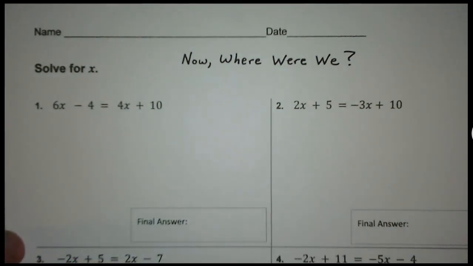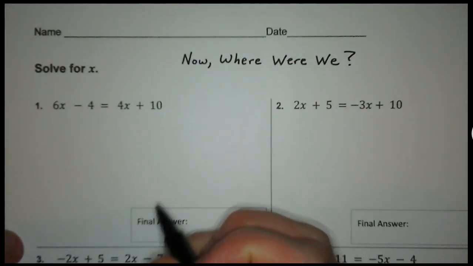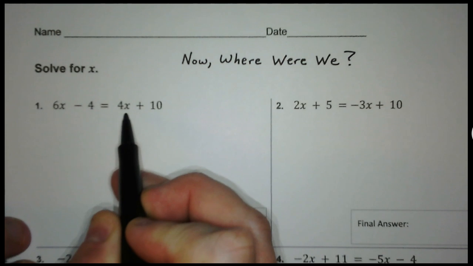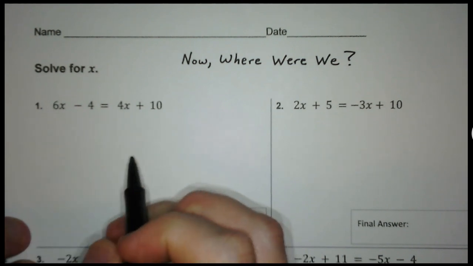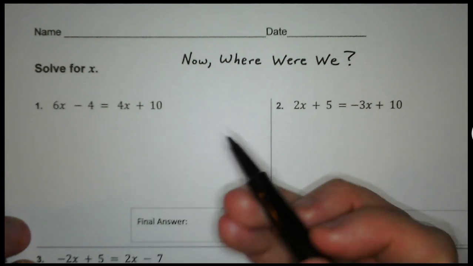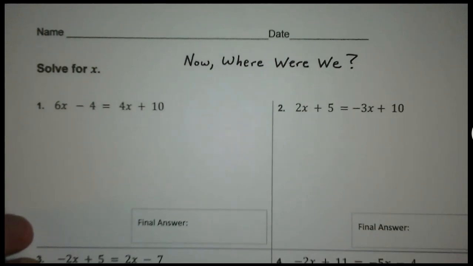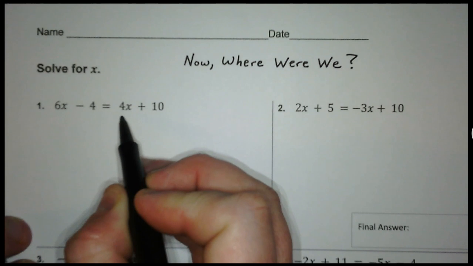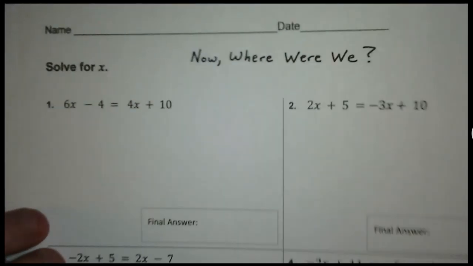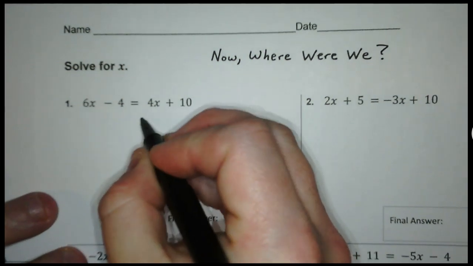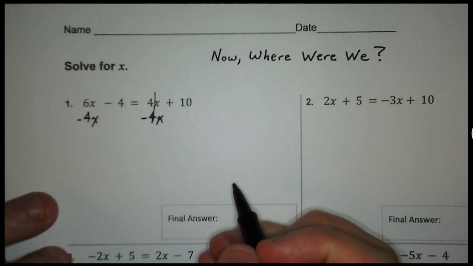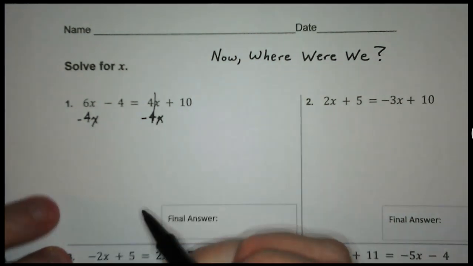Well, at the start of our chapter 3, we were solving equations like this, where we had to figure out what to do if we had an x variable on both sides, and we had to move them together on one side. We only want x on one side. So our routine was to move the smaller x to the other side. In this case, we're going to subtract 4x from both sides.